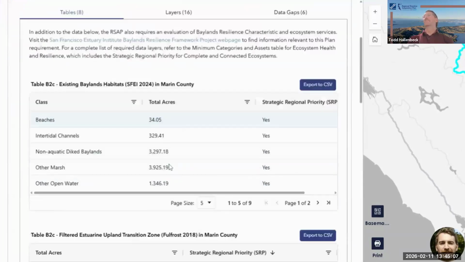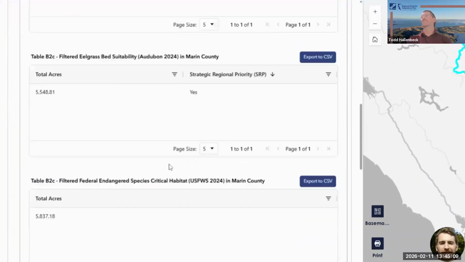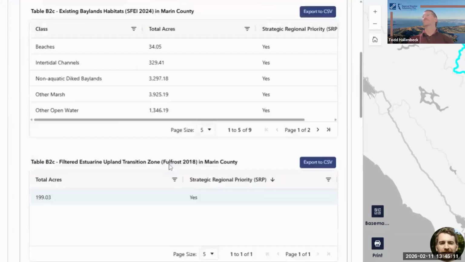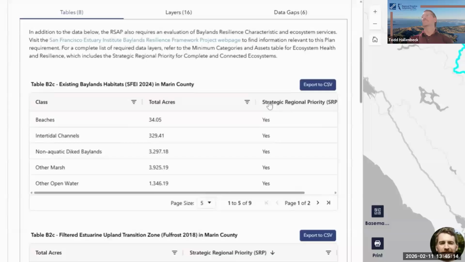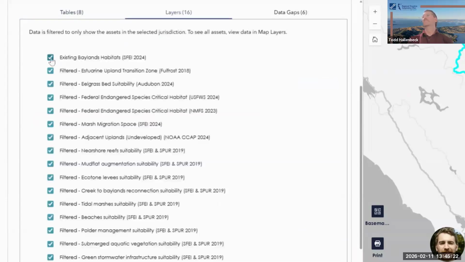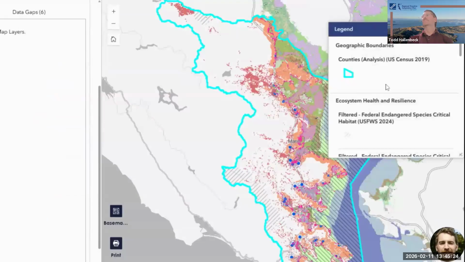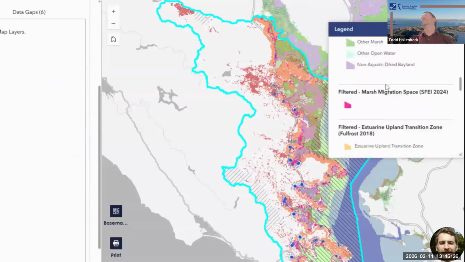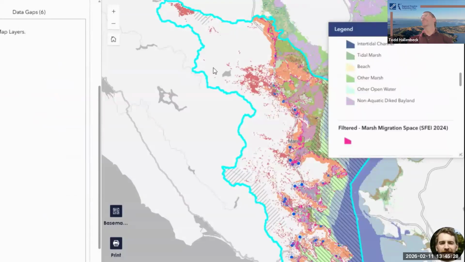Tables here provide lists or summaries of assets to help you describe existing conditions. These tables also highlight where an asset represents a strategic regional priority, and these can be exported as CSVs. Layers can be turned on and off, and you can understand the symbology by scrolling the legend. Maps can be exported with the print tool.